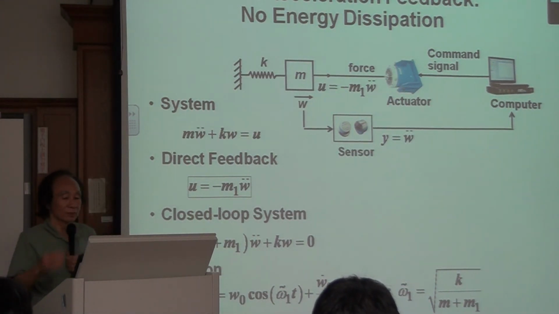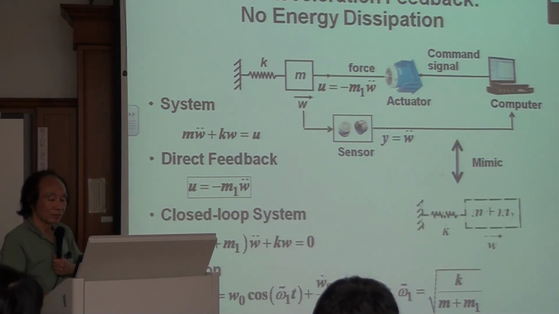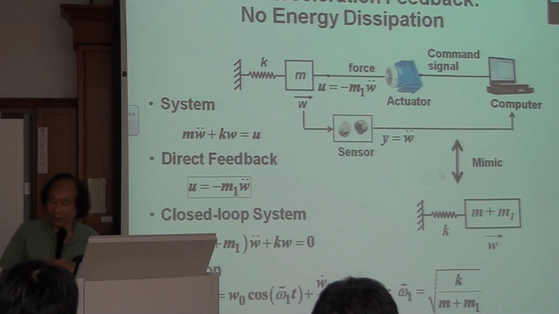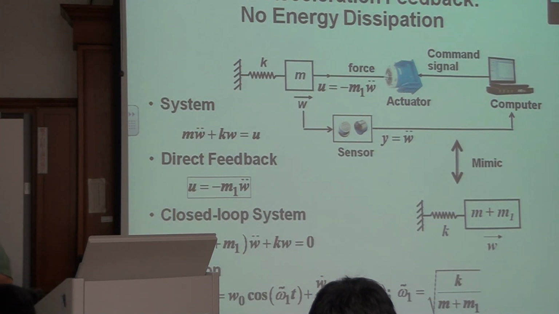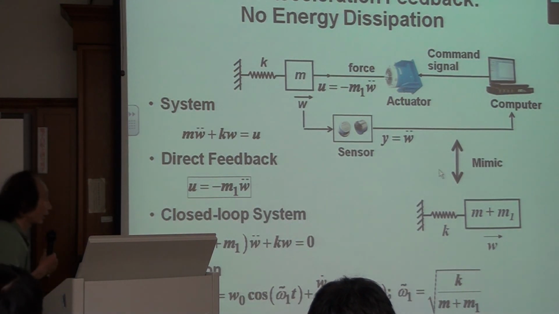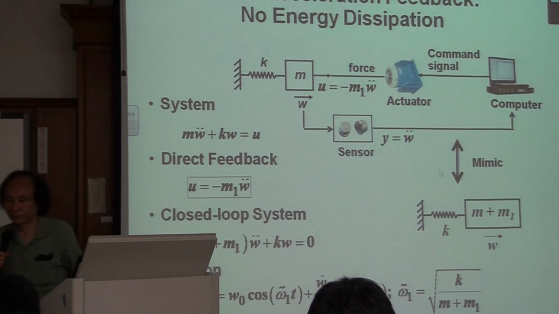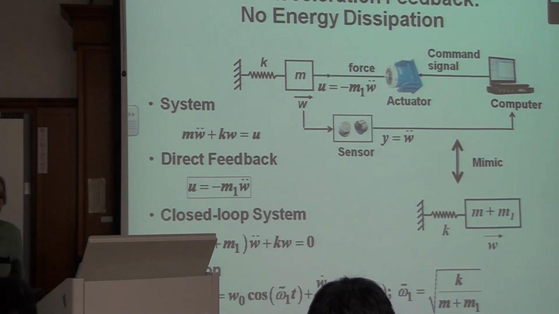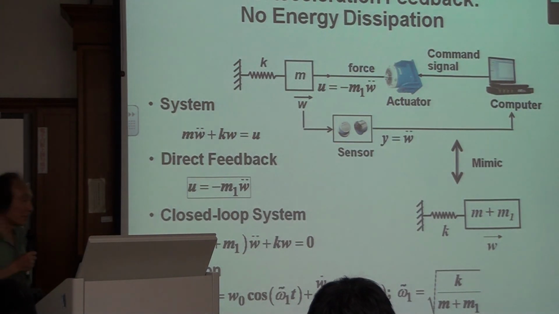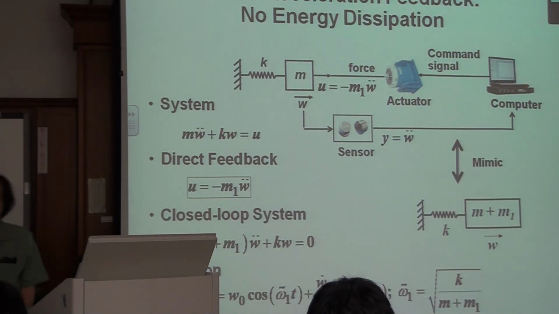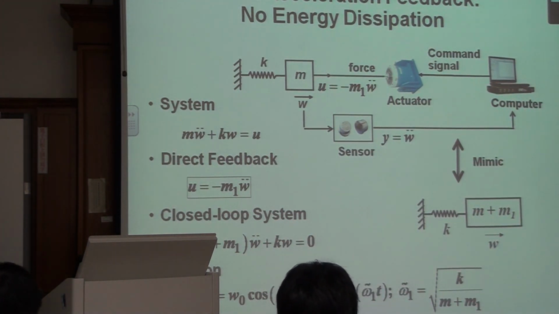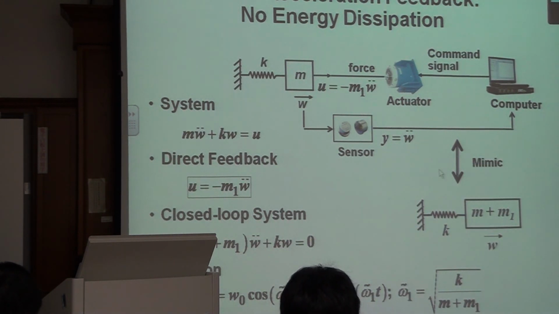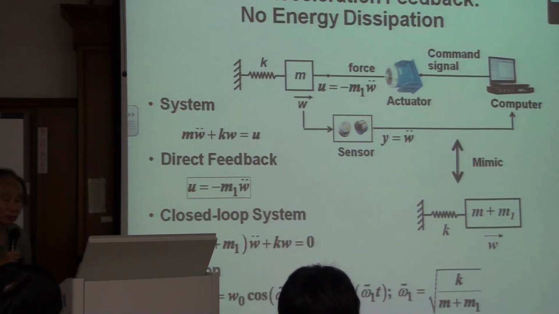Okay? And what does that mean? This mimics adding another mass M1 to the mass M. Again, no energy dissipation. I change only the frequencies. If your control objective is to change your frequencies, then this direct feedback is good. If I want to apply active feedback to the system, that allows me to change the frequencies.